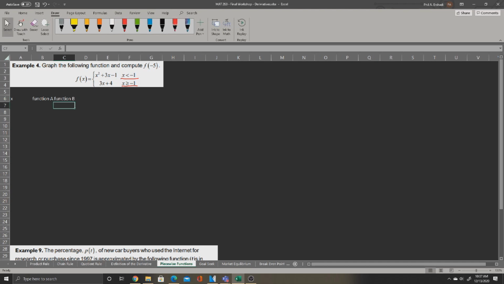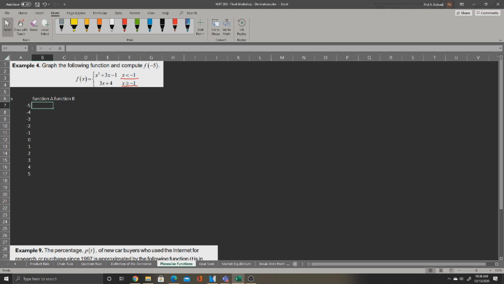Now, we need to decide what x values we want to use to make this graph. Since the question says that we want to find f of -5, I suppose let's start from -5 and then go up by steps of 1 every time. How about -5 to +5 might be a good place to graph.